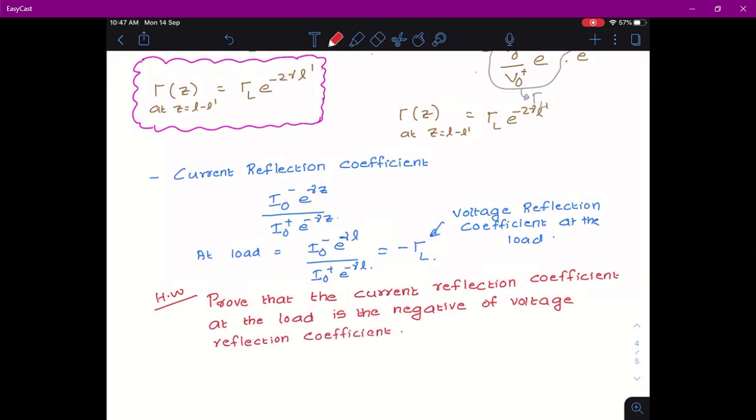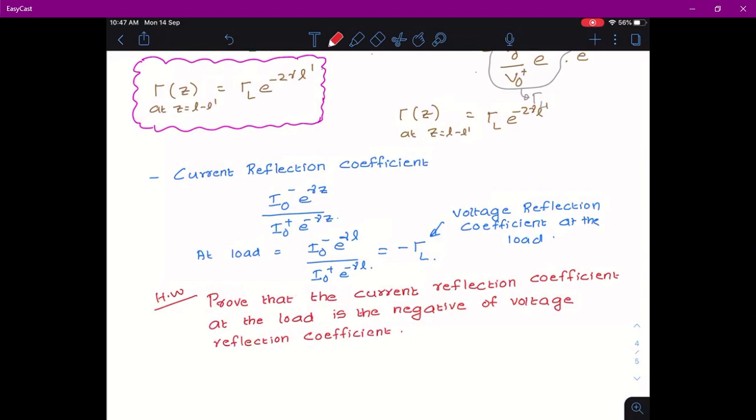So, this is the homework, and it is very easy because you can always substitute I0 minus as minus V0 minus by Z0, and I0 plus as V0 plus by Z0, and you will see directly there is a negative term coming. But you should do that proof so that you will understand how the reflection coefficient works. Okay. So, this is regarding the reflection coefficient, and reflection coefficient is a very important term, since it can easily be measured when we are conducting experiments in the transmission lines.